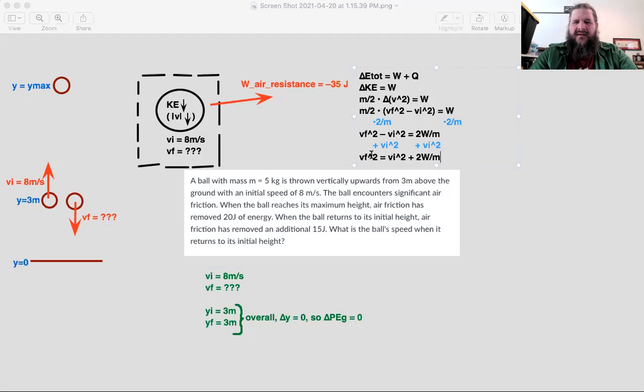And at that point, now that we've got v final squared, we've just got something squared isolated on one side. Now I would take the square root of both sides. So square root of the left side equals square root of the right side. So v final is going to equal square root of this whole thing, v initial squared plus 2 work over mass. So that is our formula for our answer. And we can now fill in the numbers to get the actual v final. Any other questions on that so far?